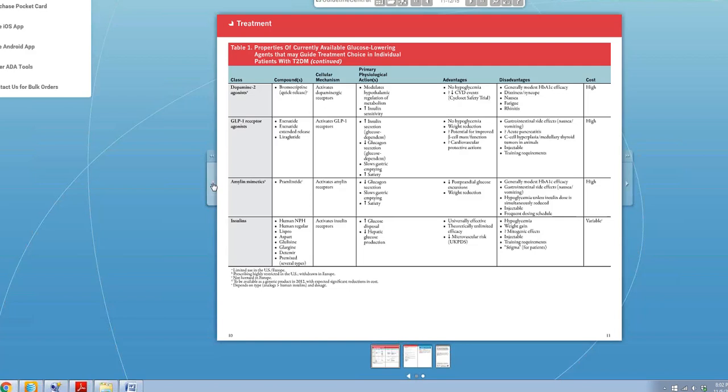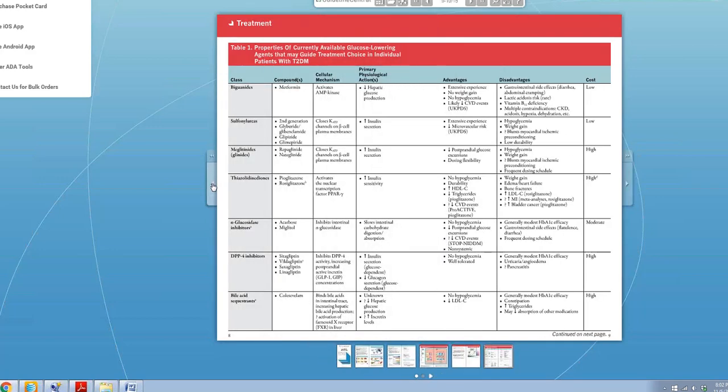I can't make it bigger on my screen, but you'll want to kind of know some of the prototype drugs and what you're going to look for. With the metformin, know the class, and know the mechanism of action, and no weight gain. It's very little risk for hypoglycemia. You're going to be at risk for lactic acidosis.